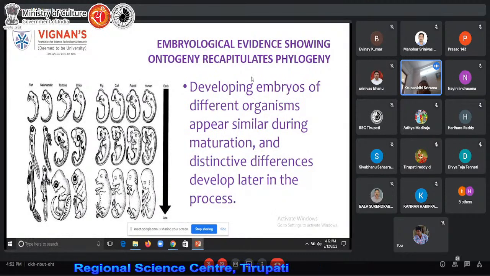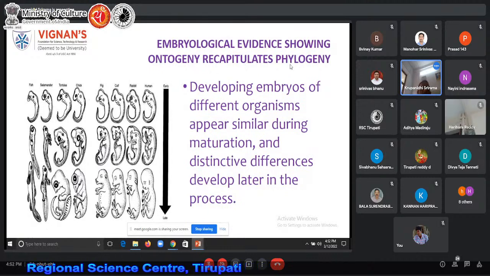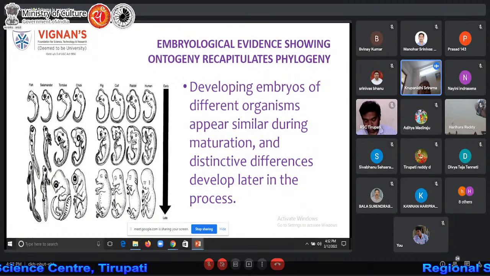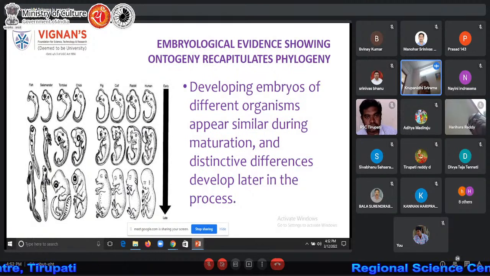Embryological evidence showing ontogeny recapitulates phylogeny. That is, life history recapitulates the evolutionary history. Ontogeny means life history, recapitulates evolutionary history. If you see the fish, the earlier baby, that is the fetus, you can say it looks like a human being, where there are visceral arches, and where there is prosencephalon, mesencephalon, rhombencephalon, all that are being shown.